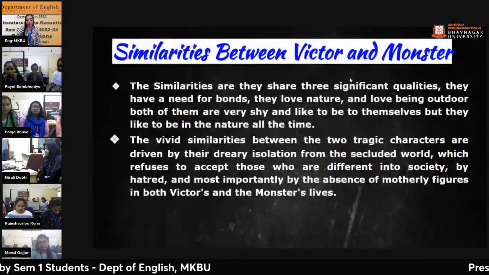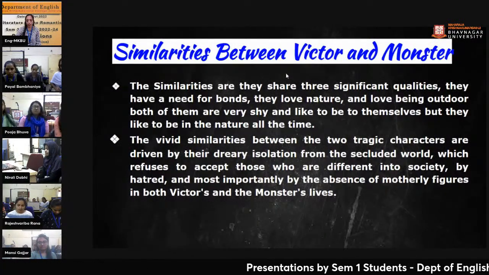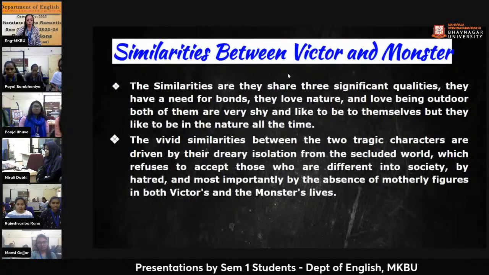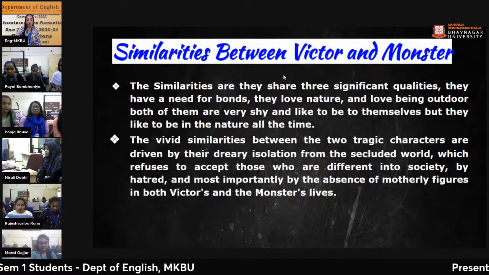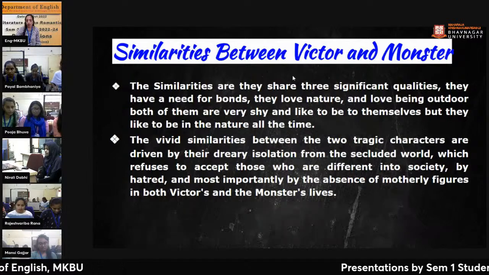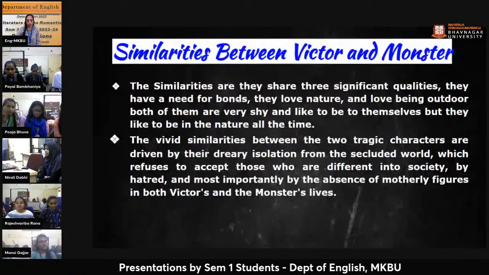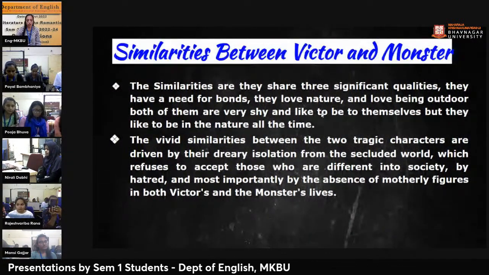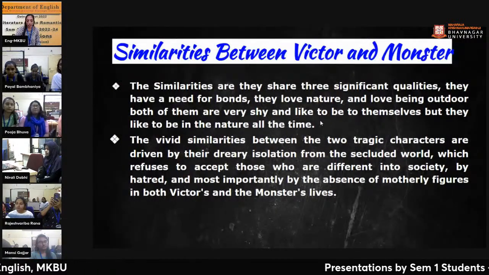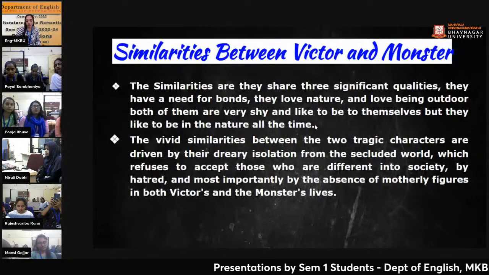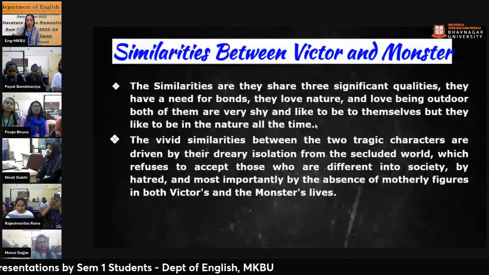Similarities between Victor and the monster. They share three significant qualities. They have a need for bonds, they love nature and love being outdoors. Both of them are very shy and like to be by themselves, but they like to be in nature all the time. These are the similarities of Victor and the monster, that they both love nature and they both are shy, so they cannot adjust to people very easily.